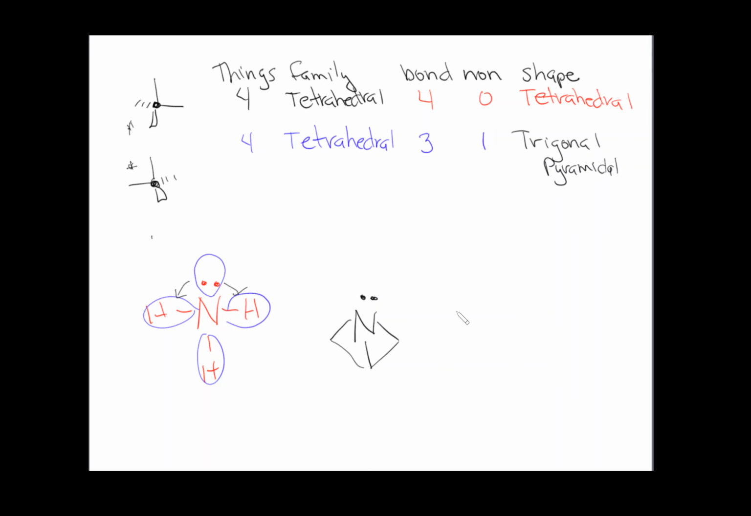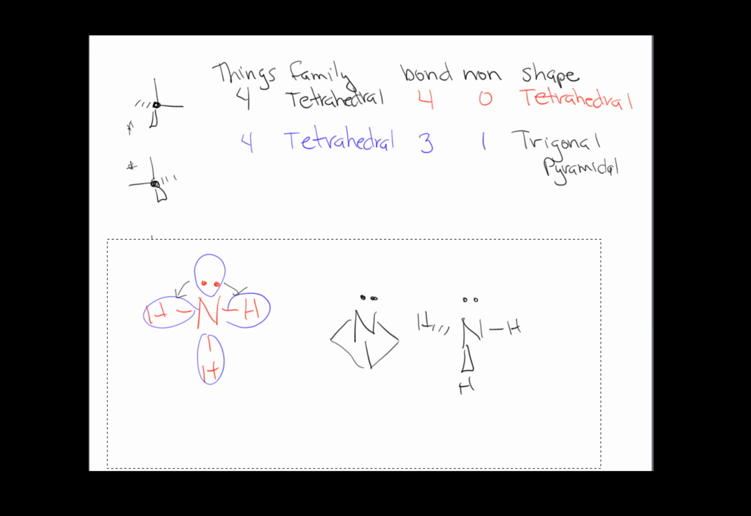And that could also be drawn like this. That is a 3D representation of it. All right, we have 3 bonding and we have 1 non-bonding. Can I come up with an example for the others? You bet.